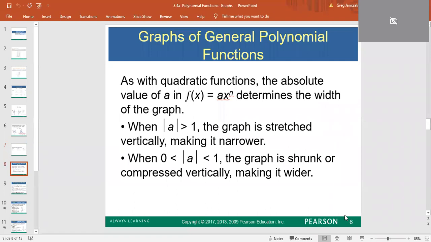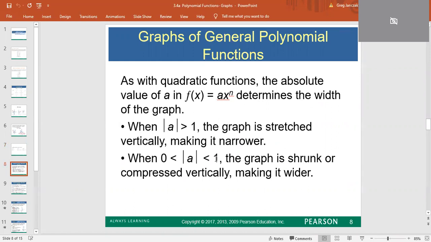Okay, graphs of general polynomial functions, such as a quadratic function. The absolute value of a in f of x equals a x to the n determines the width. When a is greater than 1, it stretches it vertically. So it makes it longer and narrower.